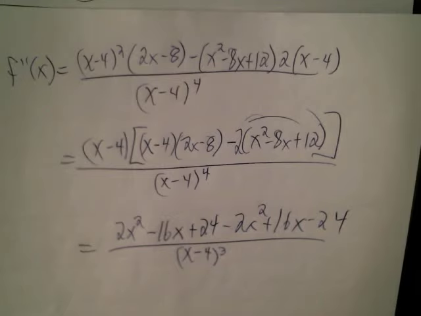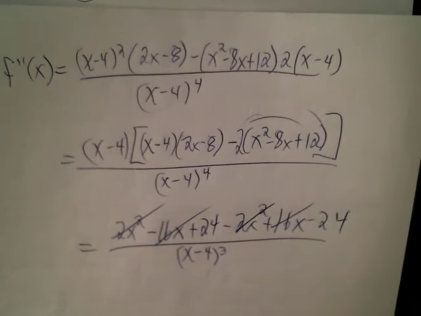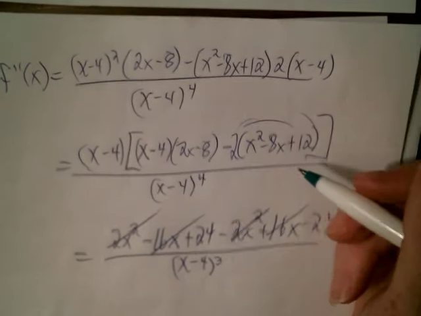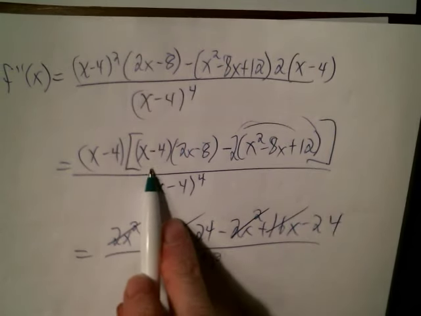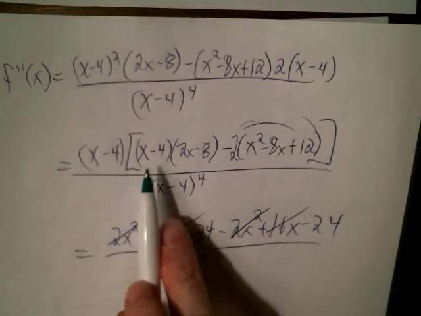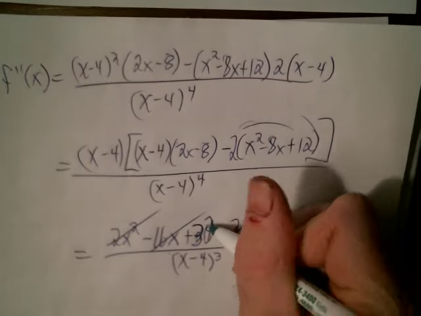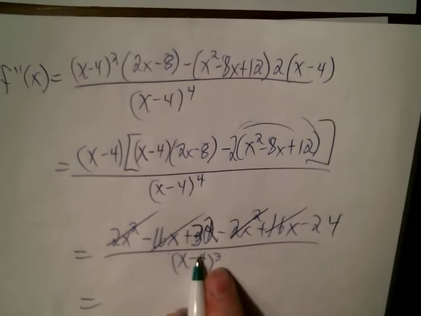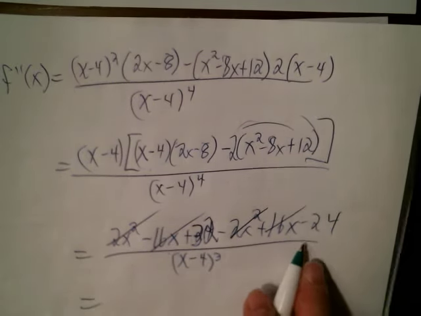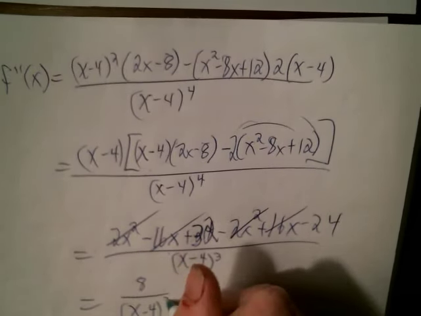Okay. Then what? Well, the 2x squares cancel, the 16x's cancel. Wait a second, the whole numerator cancels now. So I made another mistake somewhere. This is turning into a nightmare, isn't it? So what was the deal here? I have 2x squared minus 8x is minus 16x plus 32. 8 times 4 is 32. I apologize. So positive 32, I guess, minus 24 is 8. Oy, and that's it. 8 over x minus 4 cubed.